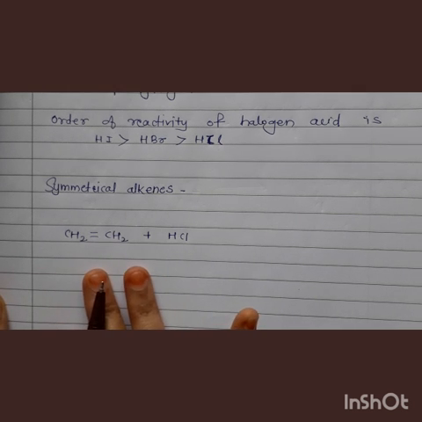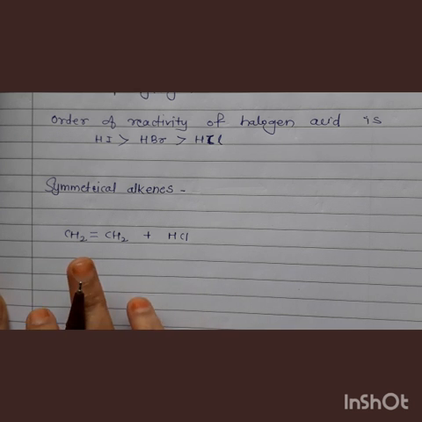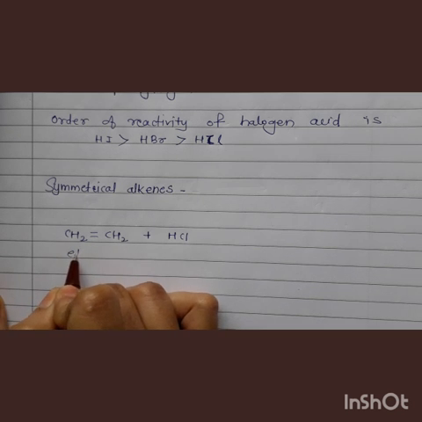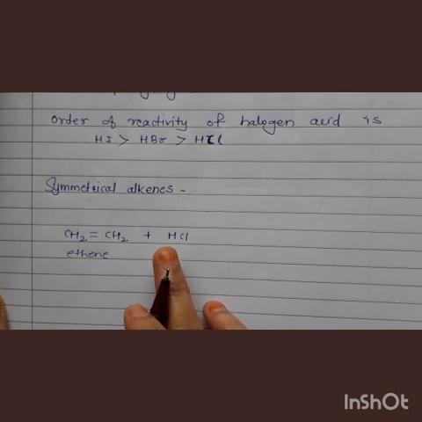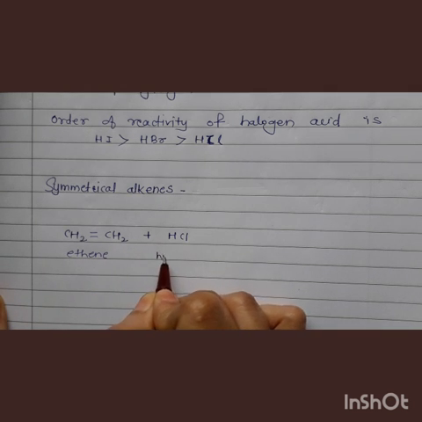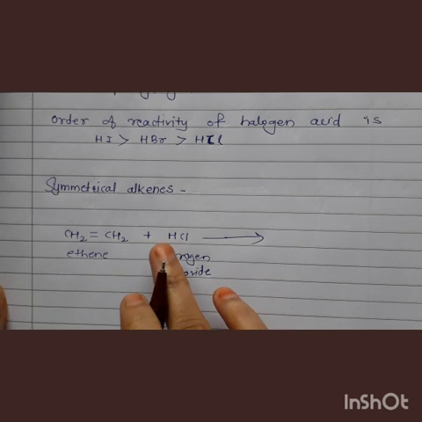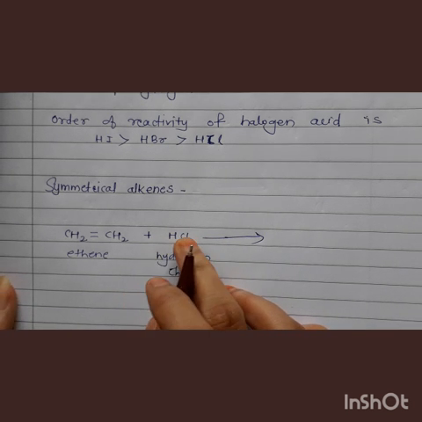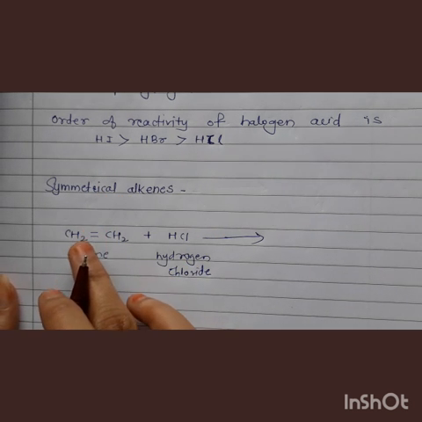Now first let us see the addition of hydrogen halide across the double bond in a symmetrical alkene. I have taken this example of a symmetrical alkene, which is ethene. Two carbon atoms are there and one double bond, so it is ethene, and we are going to add hydrogen chloride to this. Let us see how the reaction takes place. HCl means one atom of hydrogen and one of chlorine is there, so this hydrogen and chlorine are going to be added across the double bond.